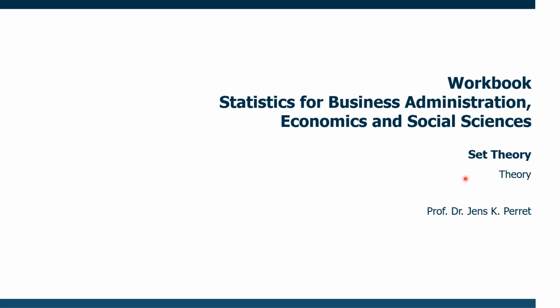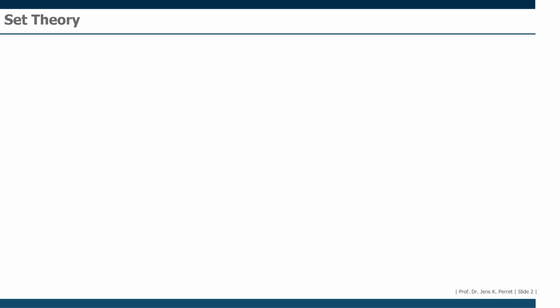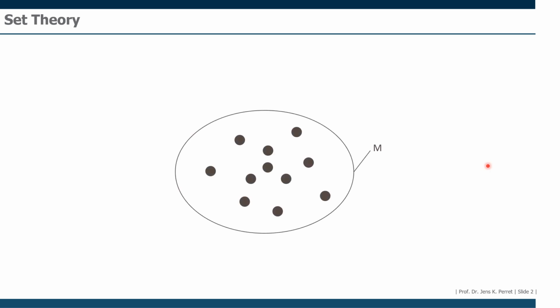This time I'm going to talk about the basics of set theory. Well, set theory is about working with different sets. Like for example, here I have a set M and different elements in this set M. The important thing here: each element in a set is unique. So we cannot have duplicates in a set.